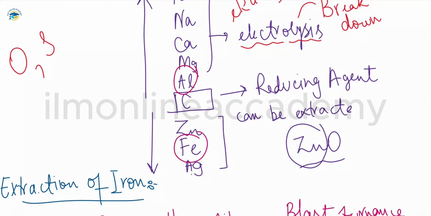The metals that are present above the carbon, they are more reactive, so we can't use the carbon for extracting those metals. But the metals that are present below the carbon, we can use the carbon reduction process by using the carbon for the extraction of the metal from its ore. So that's why we have to use the process that is electrolysis.